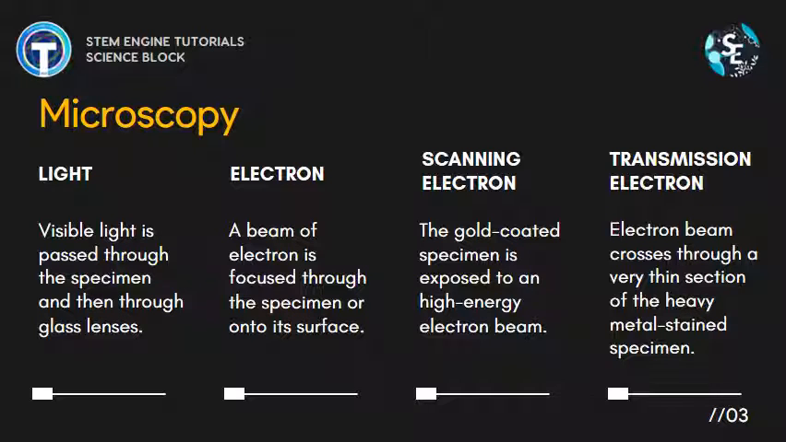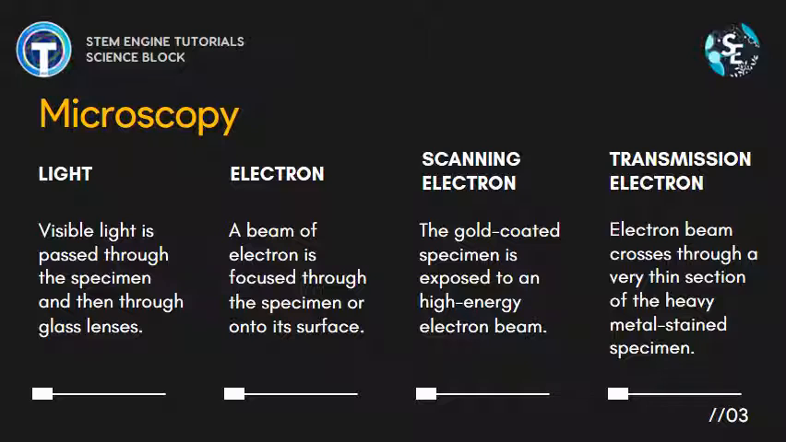So we have different types of microscopy that help us understand the mechanisms behind the function of different cells and its organelles. So we have first light microscopy, where visible light is passed through the specimen and then through the glass lenses. Next, we have the electron microscopy, wherein a beam of electron is focused through the specimen or onto its surface. Next, we have the scanning electron microscopy, wherein you will coat your specimen with thin sheets of gold or gold foil, wherein this gold-coated specimen is exposed to a high-energy electron beam.